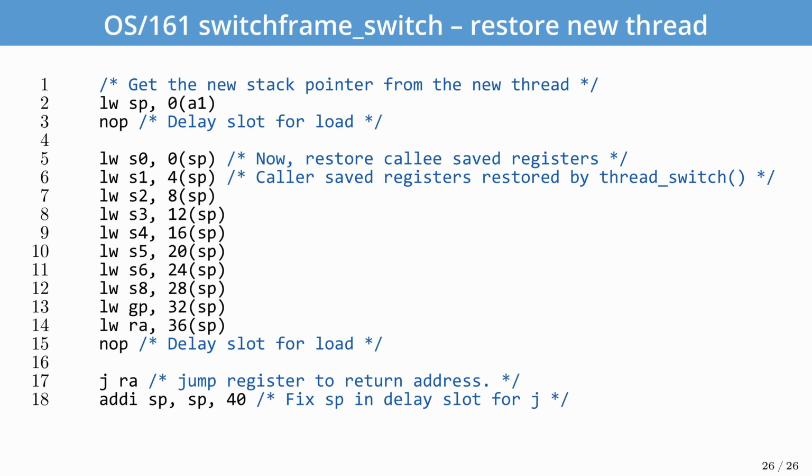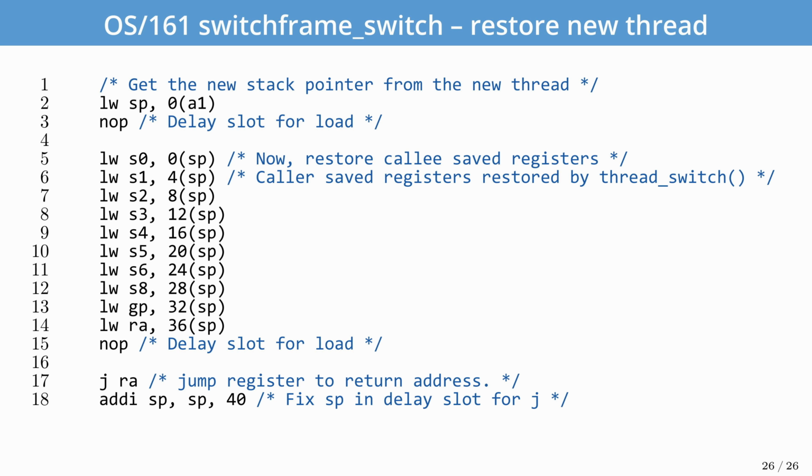The second half of switch frame switch is the mirror of what we just saw. It's just restoring all of the state. It loads the stack pointer from A1, which remember is pointing to the top of this special structure. And then it has a NOP here. We'll get back to what this is in a second.